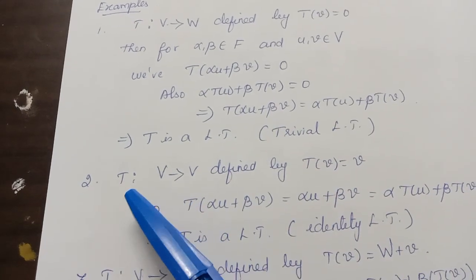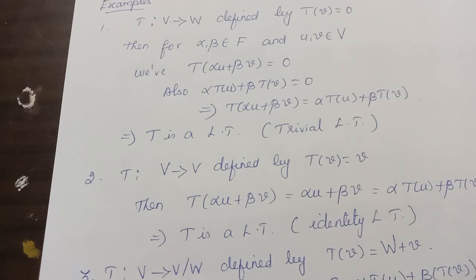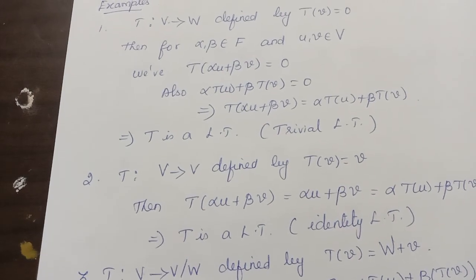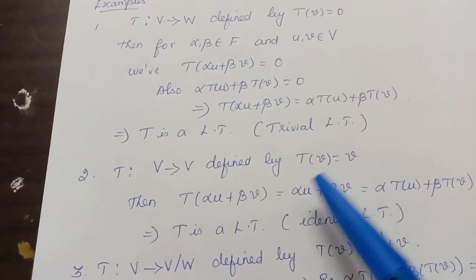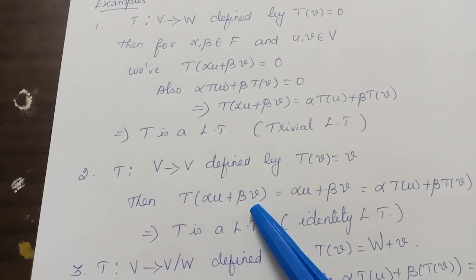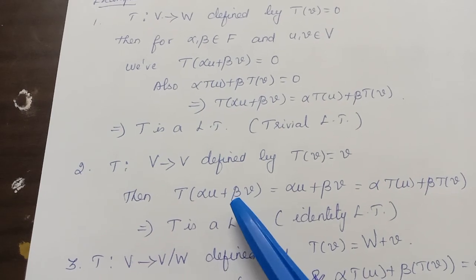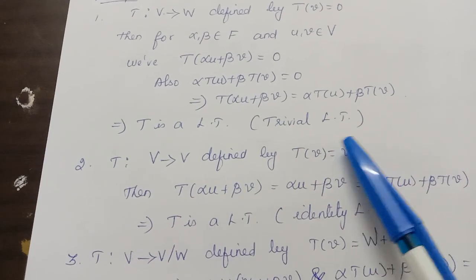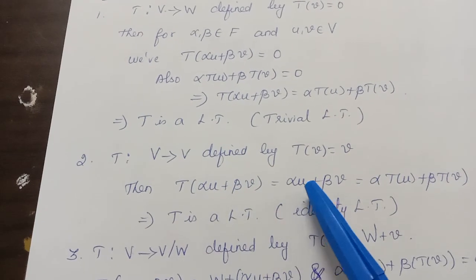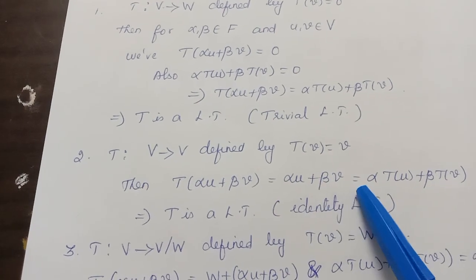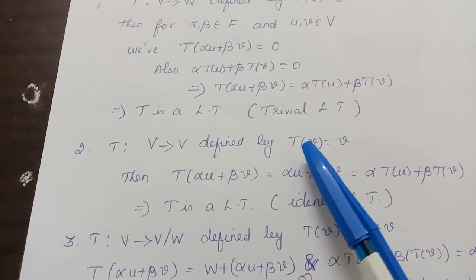Next example is a mapping T defined from V to V as T of V equal to V. That is, every element is mapped to itself. This is called the identity mapping. We are going to check whether this is a linear transformation or not. Let us consider T of alpha U plus beta V, where U and V are elements of V and alpha and beta are elements of the field F. By the definition, for every element, the image under T is equal to the element itself. So it is equal to alpha U plus beta V. So it is equal to alpha into, instead of U, I can substitute T of U, and similarly instead of V, I can substitute T of V.